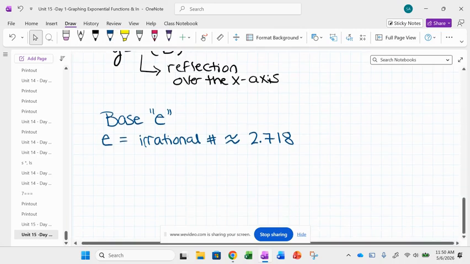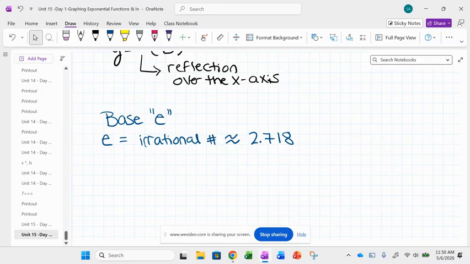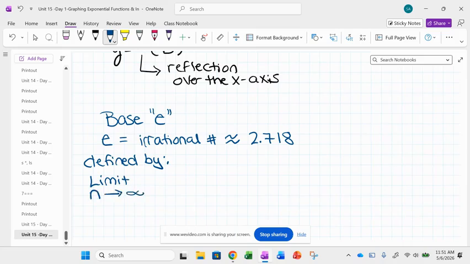For the purpose of this class, all you really need to know is that e is a number greater than 1. But I do want you to recognize where this approximation is coming from. So e is defined by the limit as n approaches infinity of 1 plus 1 over n raised to the n. And what this means is this expression as n is getting bigger and bigger and bigger.